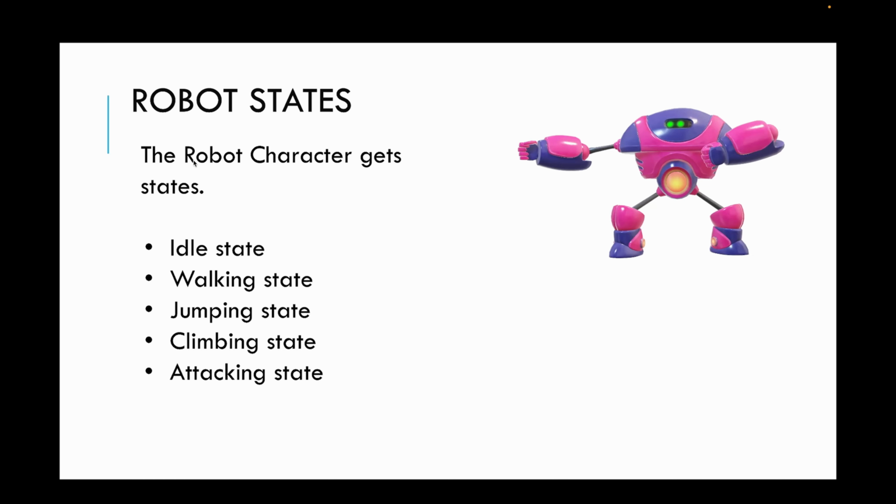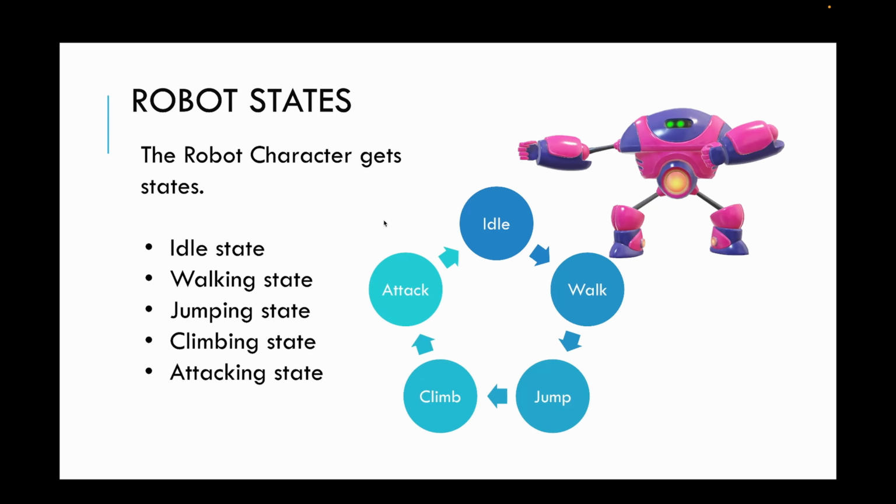You can transition that character into these other states. So we have a robot character that gets states for idle, walking, jumping, climbing, and attacking. You can then transition between these states, and in those states, you define what you can do. So when your character is in the idle state, it should trigger the idle animation, and you should be able to transition to attack or jump or walk or climb.